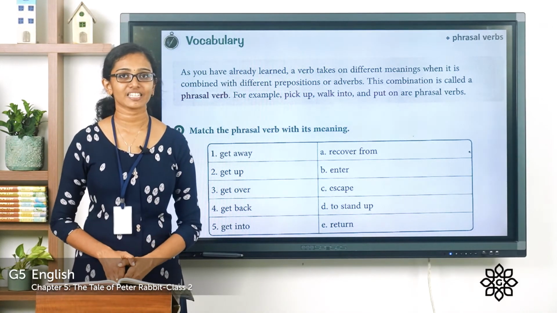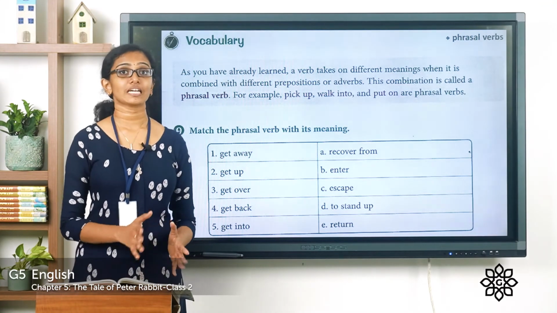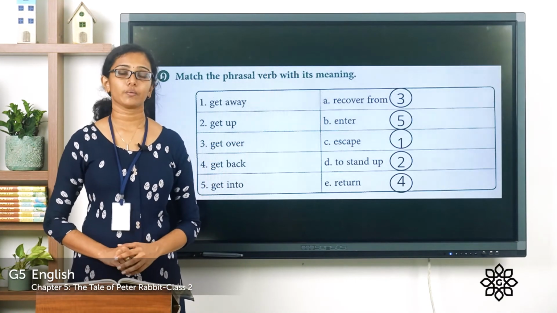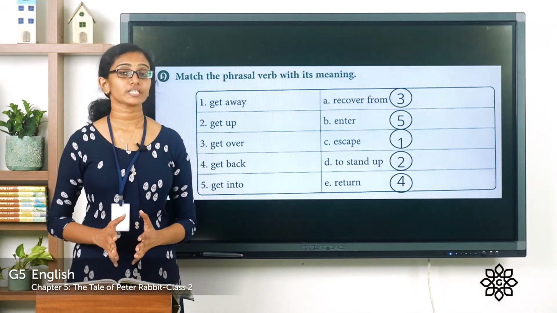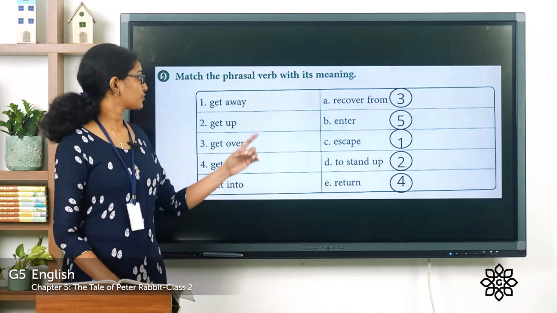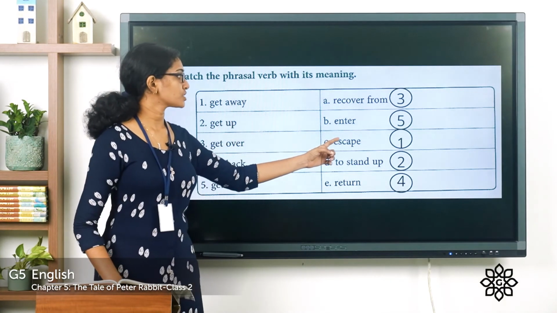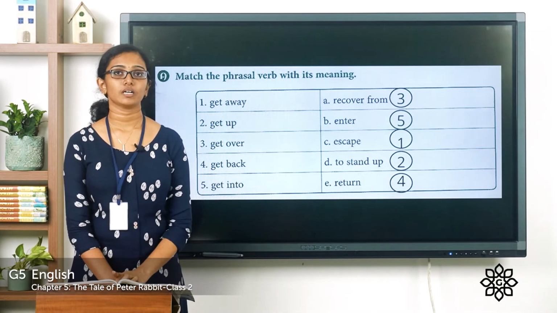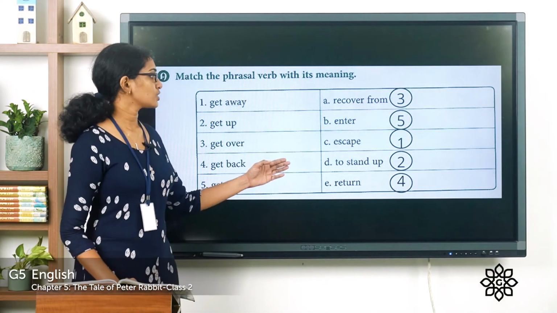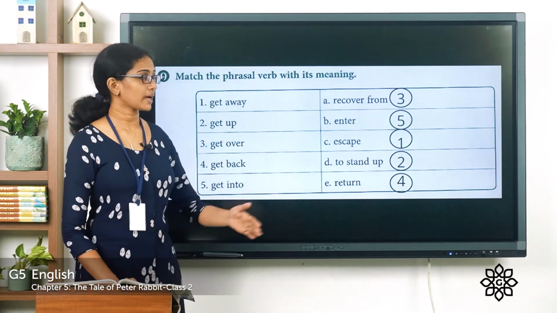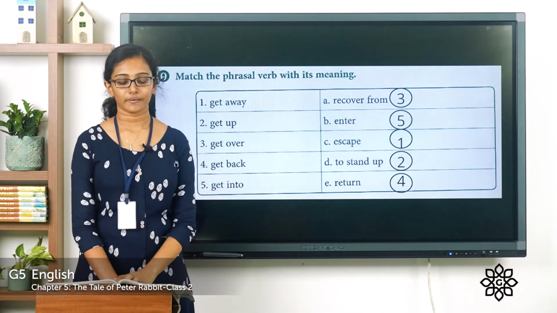Hope you are done with that activity. Now let's see which is the correct match for each one. The first one, get away. Get away, the phrasal verb get away means to escape. So you have to match get away with option C, escape. The second one, get up. Get up means to stand up. So number 2, get up, the correct match is option D, to stand up.